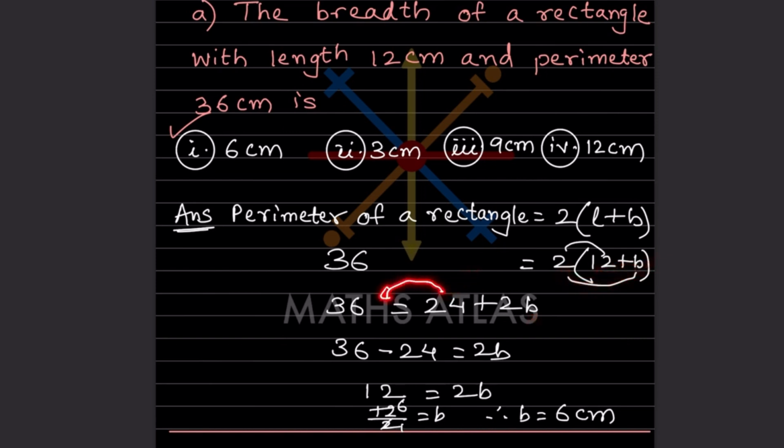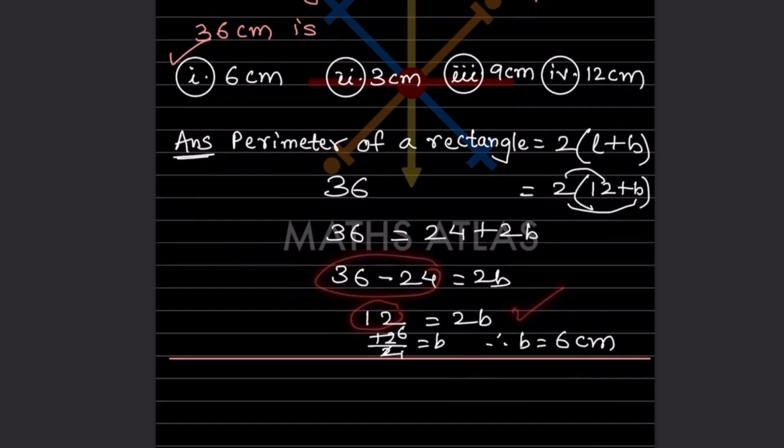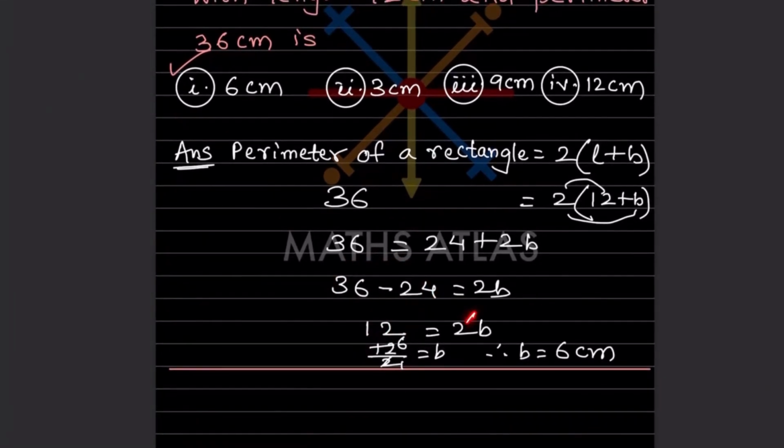So you are going to take this to the left hand side. 36 here itself, and when you take it across, this plus becomes minus 24, equal to 2b. So 36 minus 24 is 12, so 12 is equal to 2b. This is multiplication, so when you take it to the other side, it gets divided. So that will be 6. That is, the breadth is 6. So here you are going to pick the option 6 centimeter.